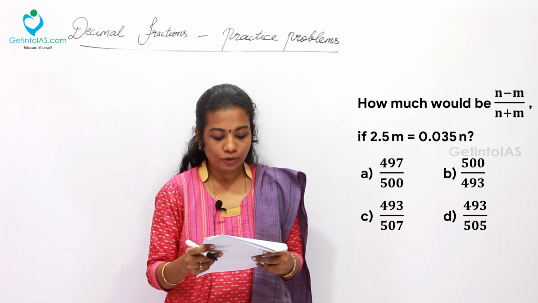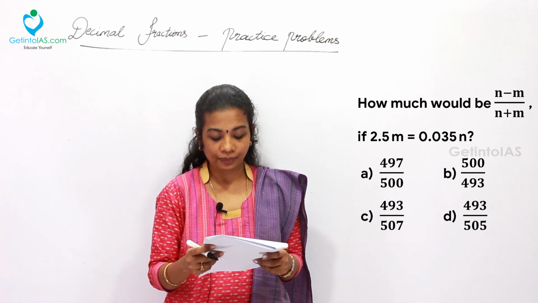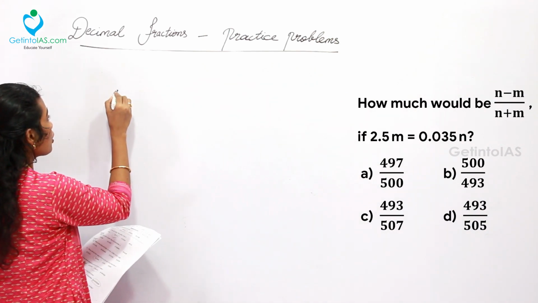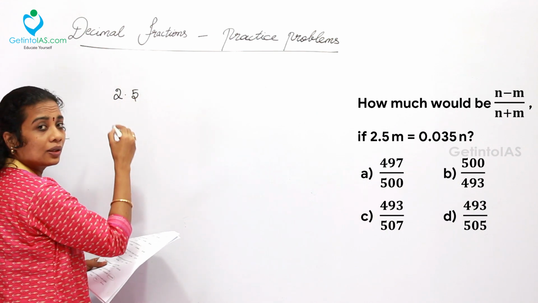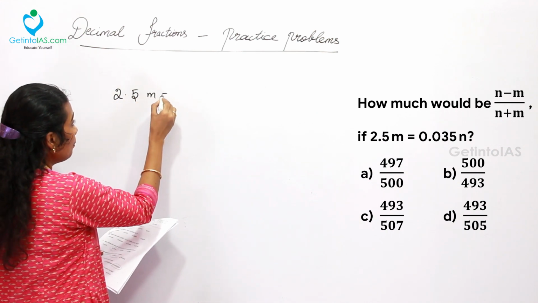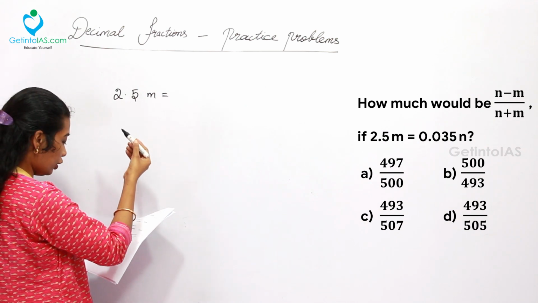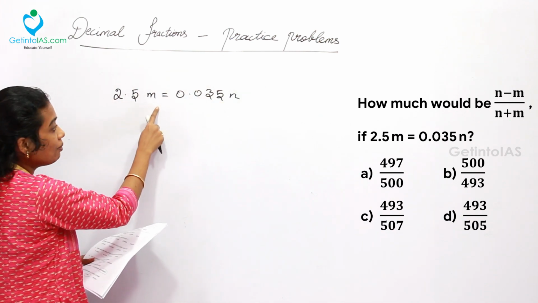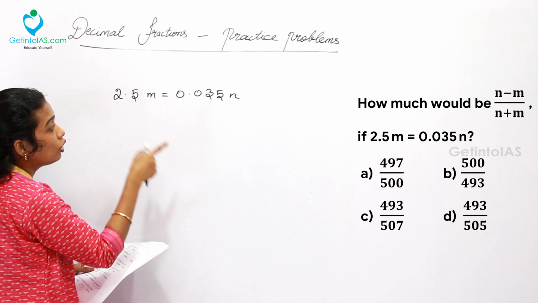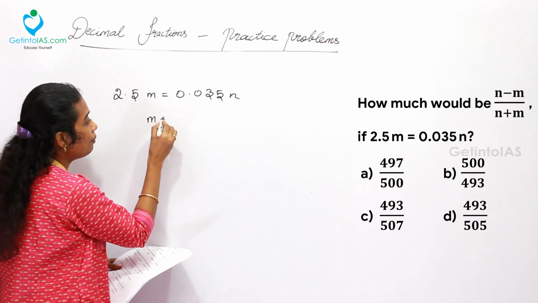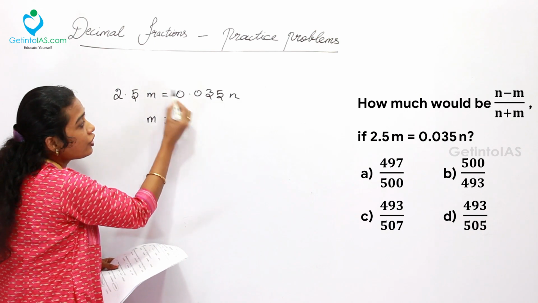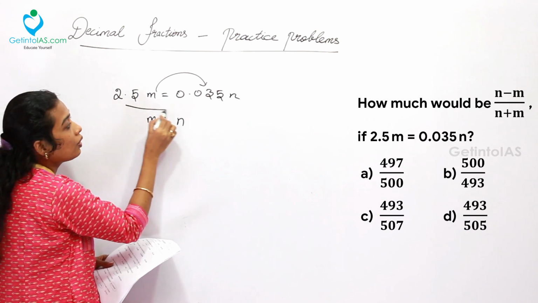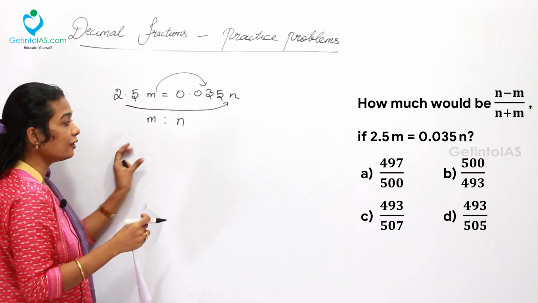The next sum: how much would be (n minus m) by (n plus m) if 2.5m is equal to 0.035n? These are the basic questions from ratio dealing with fractions. In the basics class of ratio and proportion, we have discussed a lot about the coefficient part. Here it is given 2.5m is equal to 0.035n. In such a case, we can take m ratio n as follows: the coefficient of n will become the value of m and the coefficient of m will become the value of n. Simply you can suggest these things.